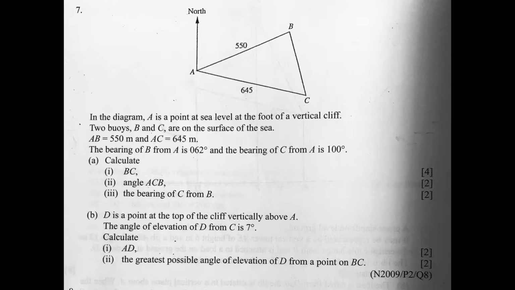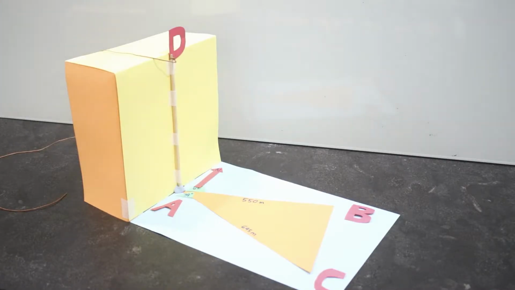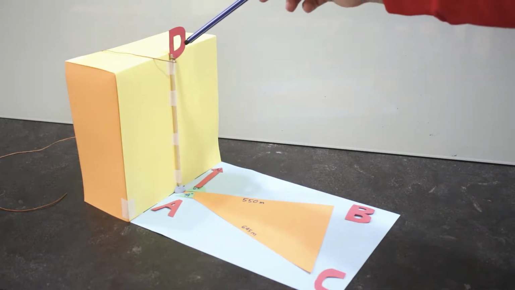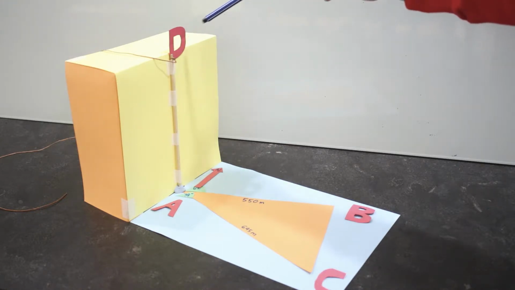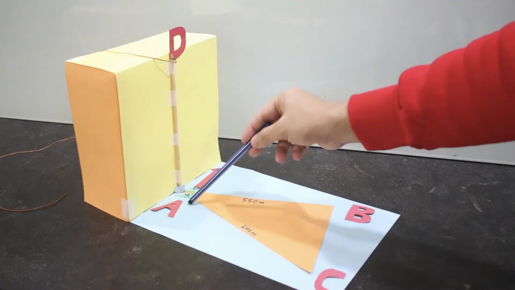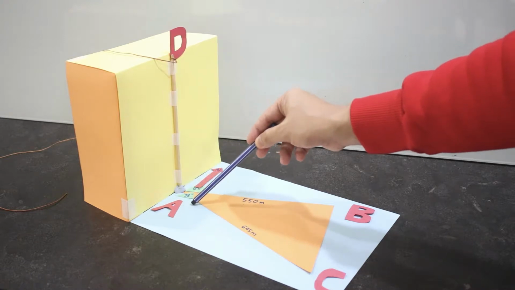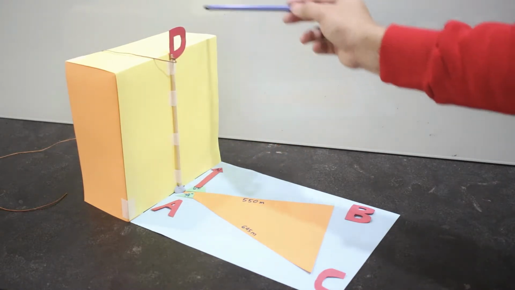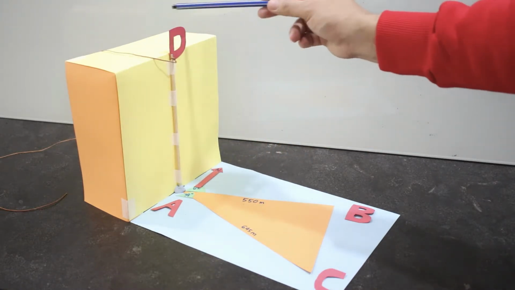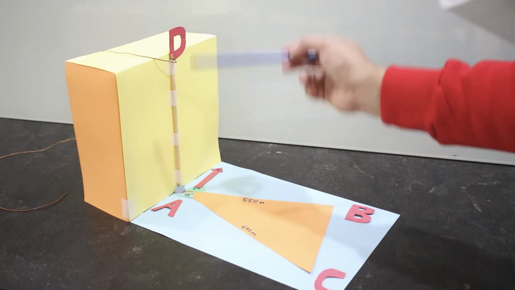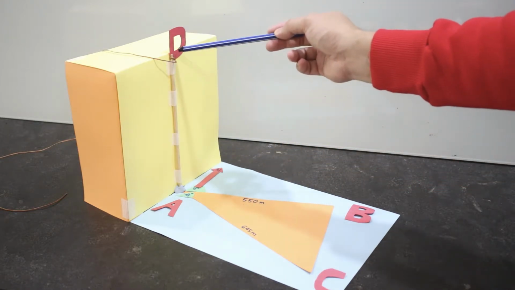D is a point at the top of the cliff vertically above A. The angle of elevation of D from C is 7 degrees. Calculate part 1, AD. In this three-dimensional model, I have reproduced what is being mentioned in the question, whereby D here is a point at the top of the cliff vertically above A. So this is A, D is at the top of the cliff, but D is also vertically above A, so it has to be at this point.